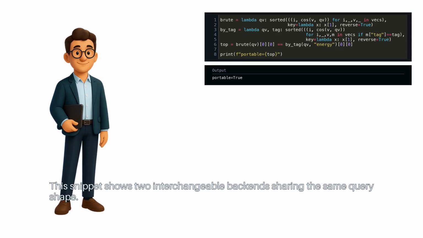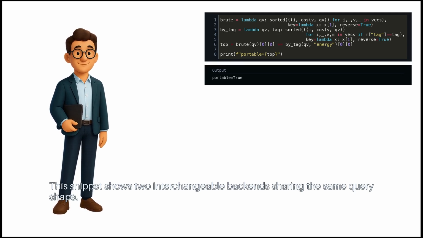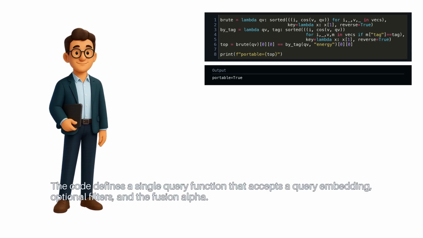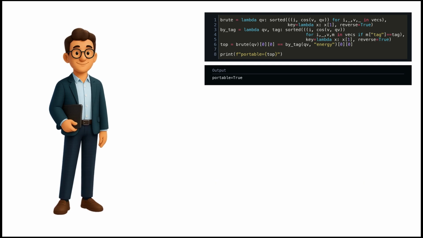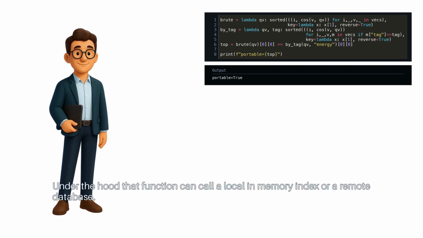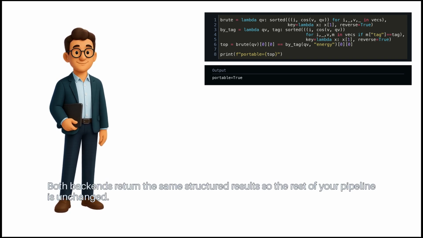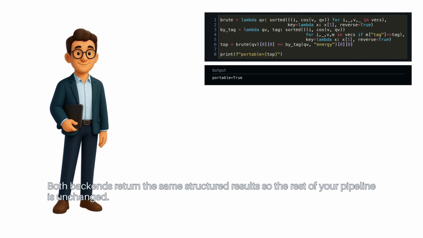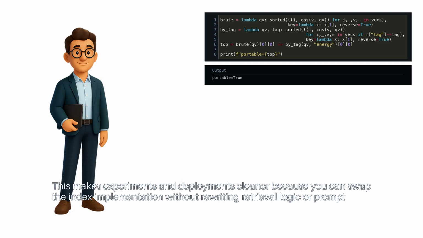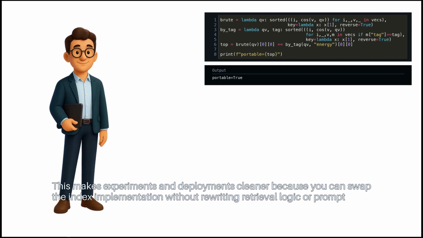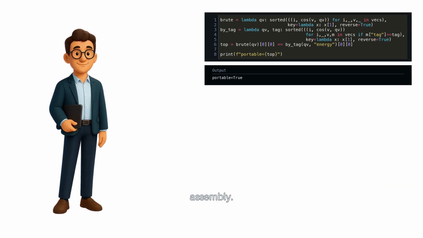Finally, we show the portability benefit. This snippet shows two interchangeable backends sharing the same query shape. The code defines a single query function that accepts a query embedding, optional filters, and the Fusion Alpha. Under the hood, that function can call a local in-memory index or a remote database. Both backends return the same structured results, so the rest of your pipeline is unchanged. This makes experiments and deployments cleaner because you can swap the index implementation without rewriting retrieval logic or prompt assembly.